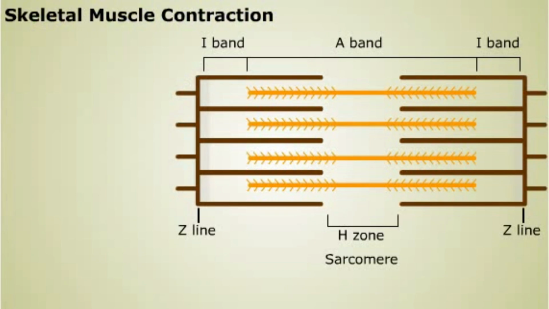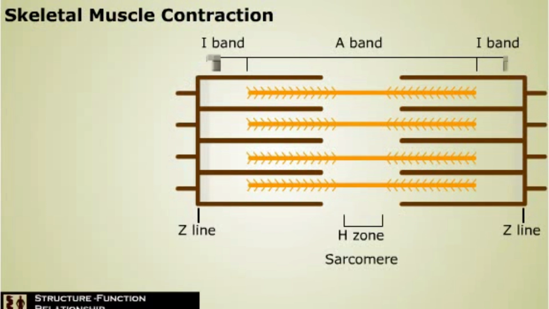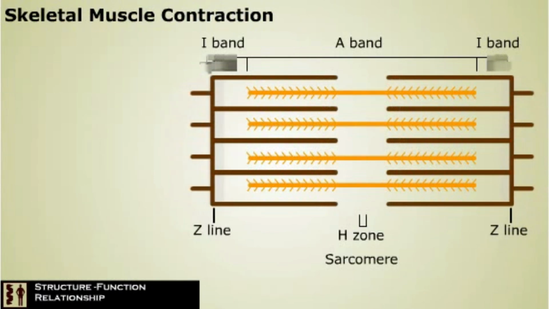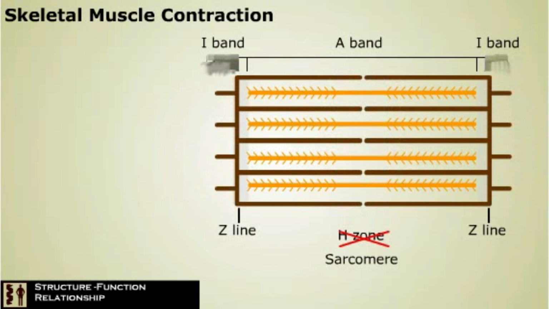Now that we've introduced the sarcomere, let's see how its structure allows skeletal muscles to contract. In order for a skeletal muscle to contract, the muscle's sarcomeres must contract. When a sarcomere contracts, the distance between the Z-lines becomes shorter.